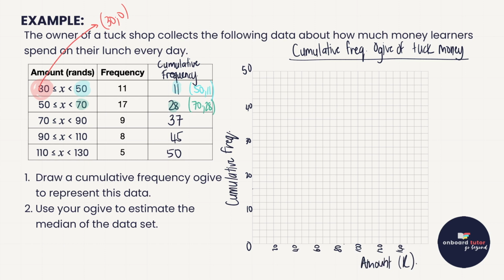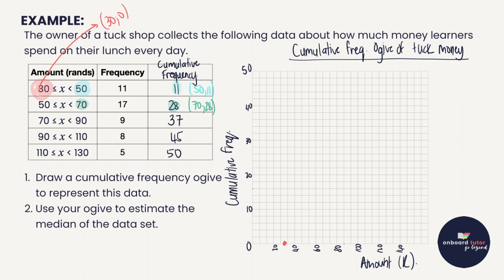And so for that reason, I'm just going to keep my axis at 0, and my x-axis, I'm going to start it at 0, and then I'm going to go up in 20 so I can fit everything in, including that anchor point. Okay, so anchor point is at 30 and 0. There we go. Let's plot that.